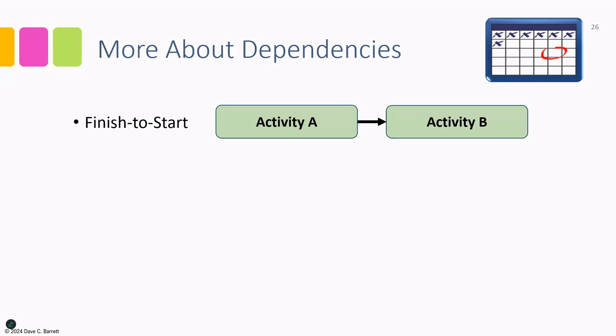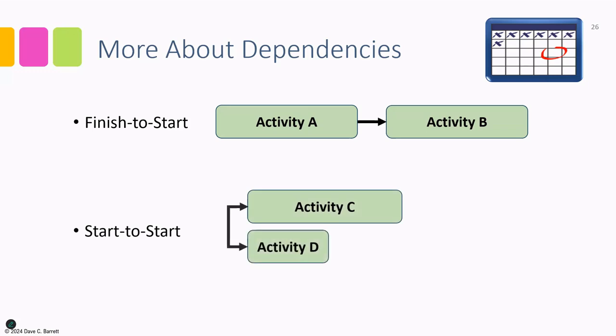This is where, when activity A finishes, activity B may start. This is the most common type of dependency. This is the way most work is scheduled. 95, 98% of activities would fall into this. There are other types of dependencies that are worth mentioning.